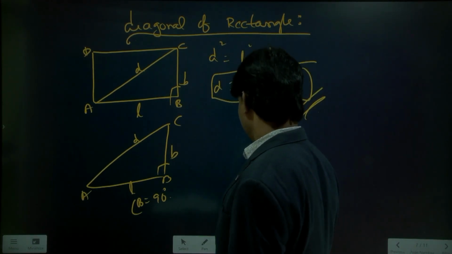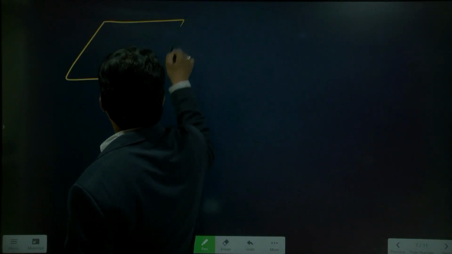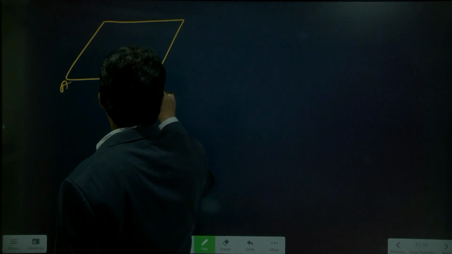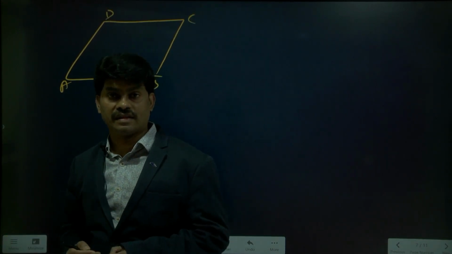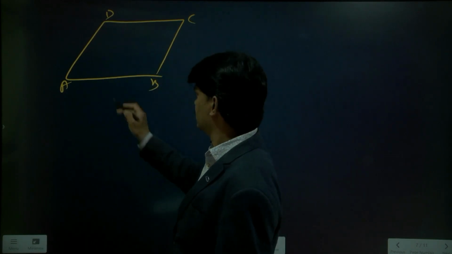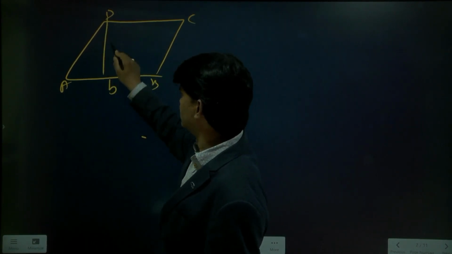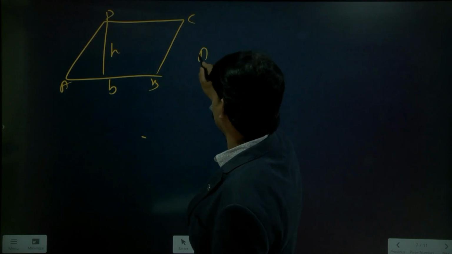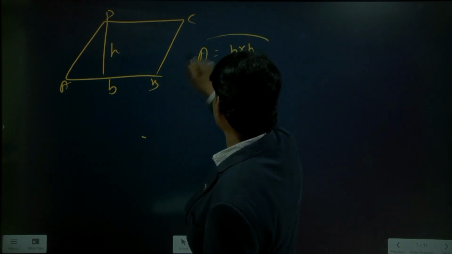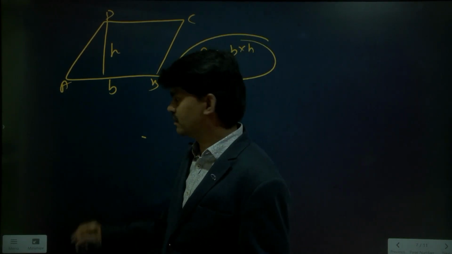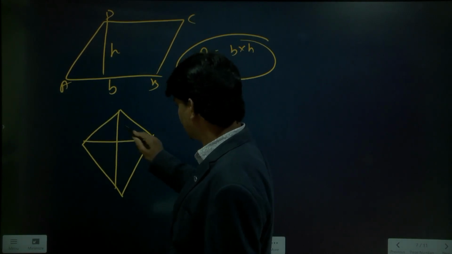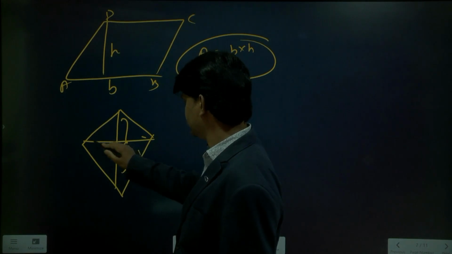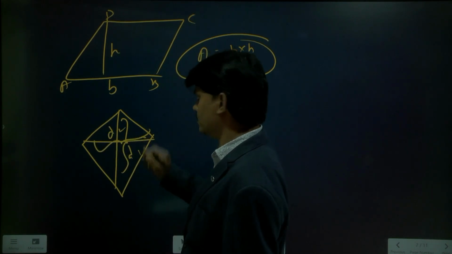Let's see the parallelogram. In a parallelogram, opposite sides are equal, but they are not perpendicular. It is similar to the rectangle. So let us take the base, and this is the height. Area is equal to base into height. And like the rhombus, we define diagonal 1 D1 and diagonal 2 D2.